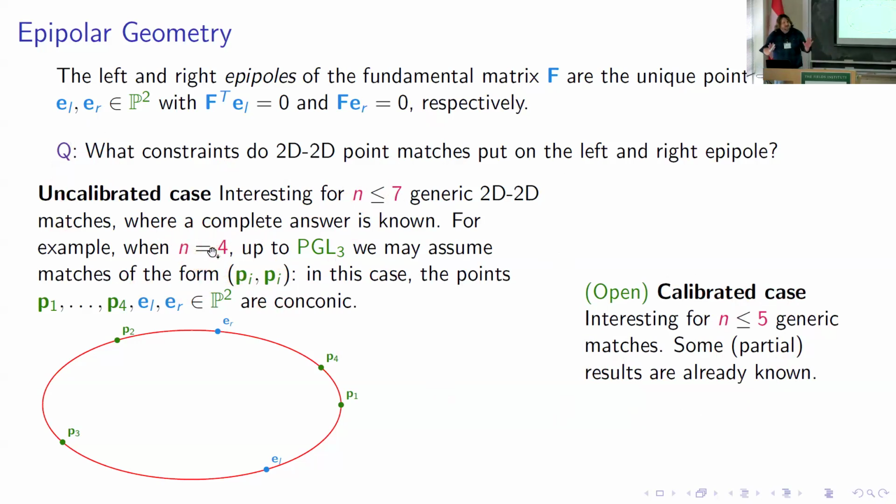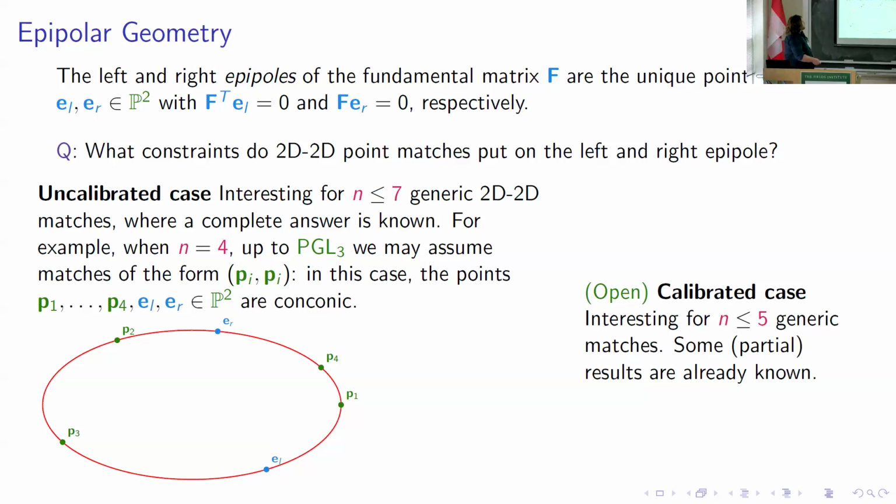So 4 points in P2 are very special, right? You could fix them with automorphism, in this case, PGL3. What that means is if you have a bunch of matches, as long as they're in general position, you can just make them equal, right? Just apply PGL3 to one of the views. Then you've got 4 points, and you've also got these 2 left and right epipoles. What is the condition that these are actually epipoles of some fundamental matrix that relates these 4 points? Well, the condition is that these 6 points lie on a conic.